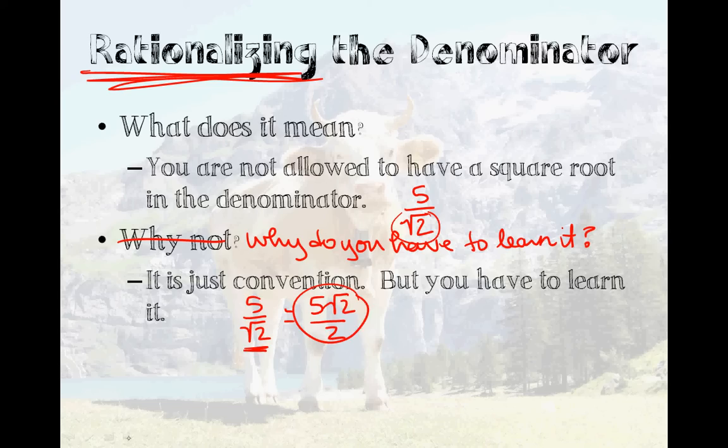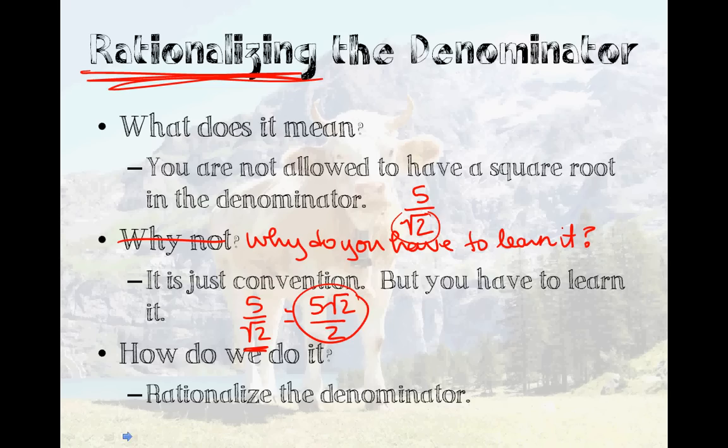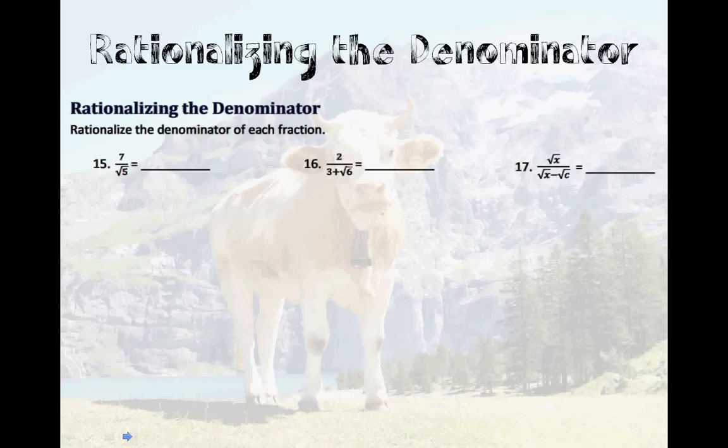Okay? And so how do we rationalize the denominator? Or how do we get rid of the square root in the denominator? That whole process, getting rid of the square root, is rationalizing it. Okay, so let's do some examples. If you already remember how to do this, go ahead and pause, and then you can come back and just check your answers. I'm going to do number 16 first as an example.